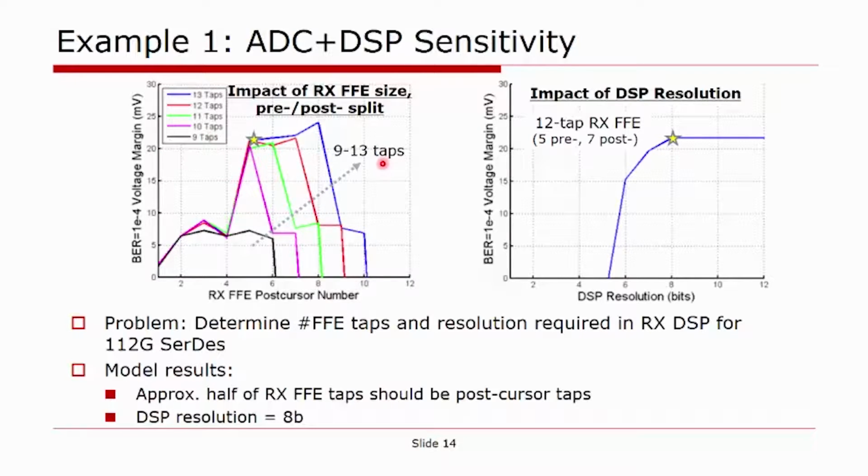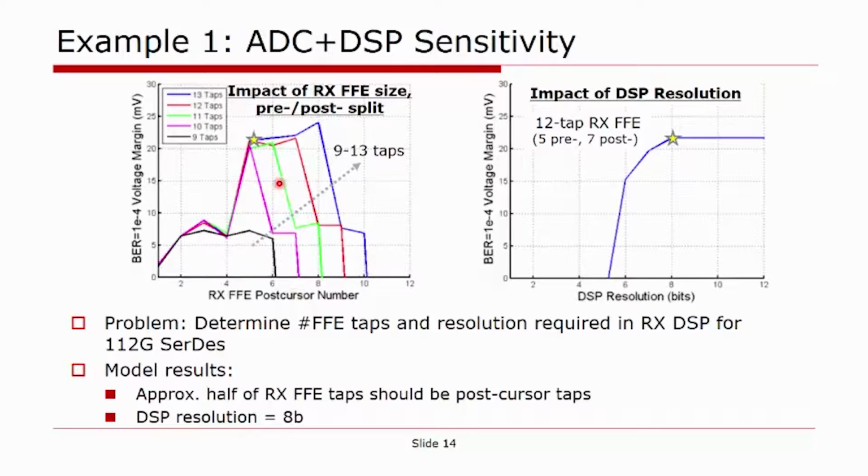In this example, we are using the models shown before to figure out how much equalization I should do on the receiver side in a receiver DSP, and what resolution my DSP should have. Using the models shown before, we can generate results like what is shown on the plots in this slide. On the left, we show how our voltage margin at a target bit error rate varies as we increase the number of taps in our receiver side equalization, and for different divisions of those taps between precursor and post-cursor taps.